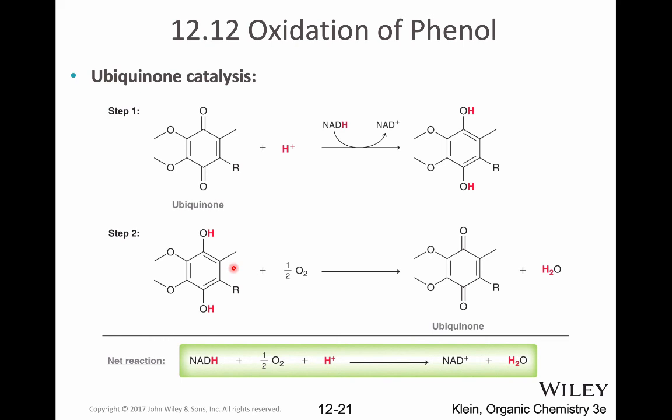All right, so that's it. That's the oxidations of alcohols and phenols.